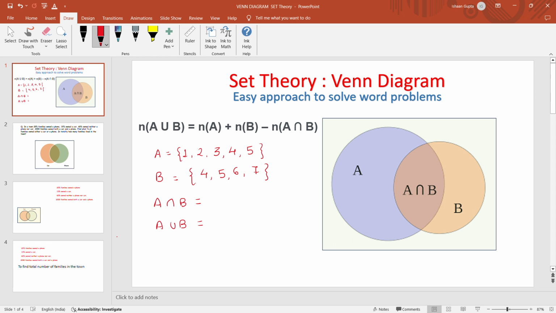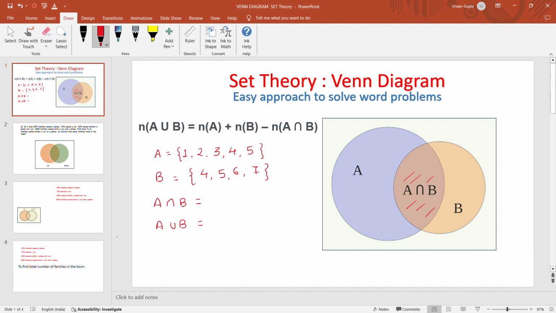Hi, today we are going to learn an easy way to solve word problems in set theory by using Venn diagrams. As you can see here, we have a set A and set B, and this is the intersection part of set A and B. What do we mean by intersection?